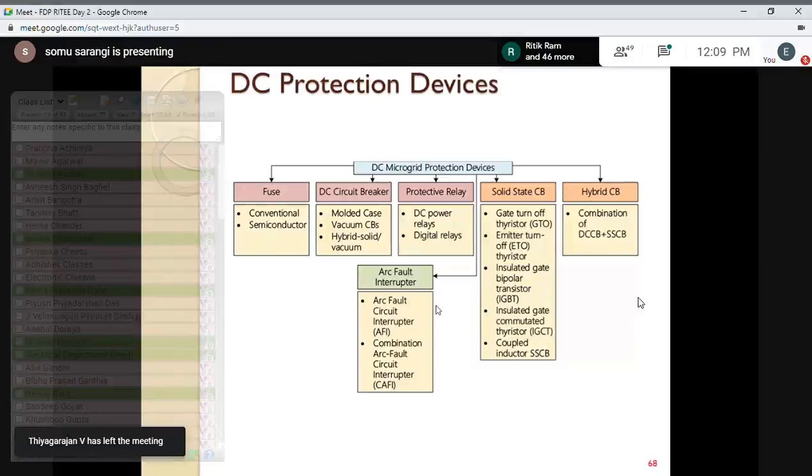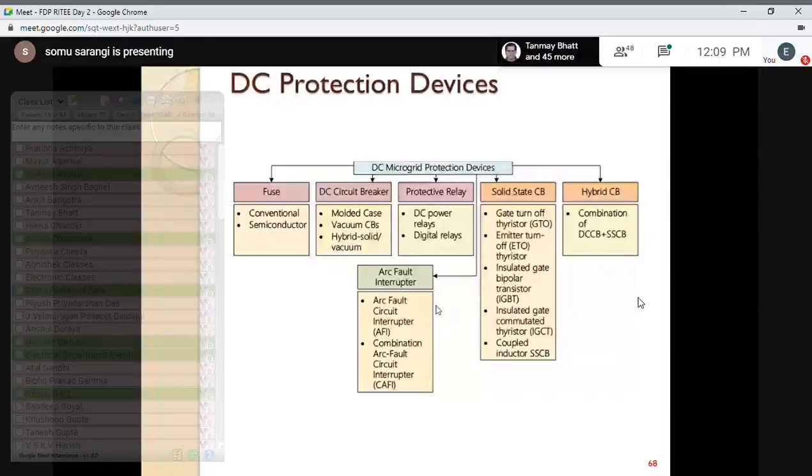So basically, to break the circuit, we have fuses. Some of them are conventional fuses, or semiconductor fuses, DC breakers like molded case and vacuum DC breakers, hybrid solid vacuum circuit breakers, and protective relays like DC power relays and digital relays. Then we have arc fault interrupters like arc circuit breakers, AFI, and a combination of arc fault circuit interrupter and solid state circuit breaker.